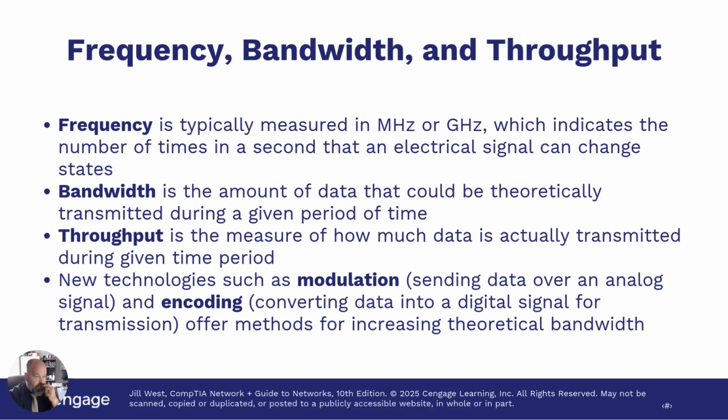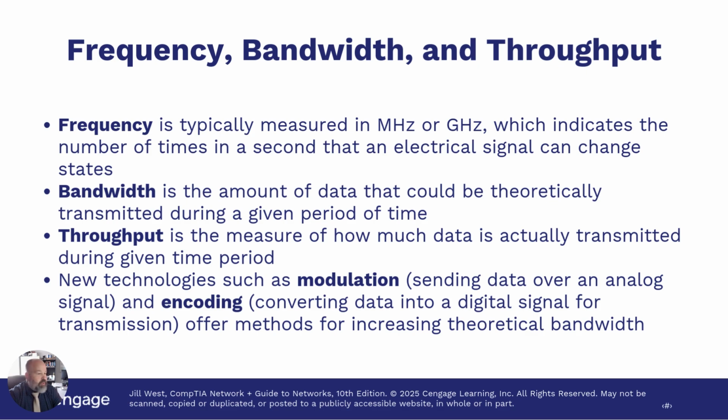Frequency. Frequency is basically speed. It's the number of times a signal flips per second, and it's measured in megahertz or gigahertz with the abbreviations there. Bandwidth. Bandwidth is like the width of a highway. It's how much traffic could fit all at once.